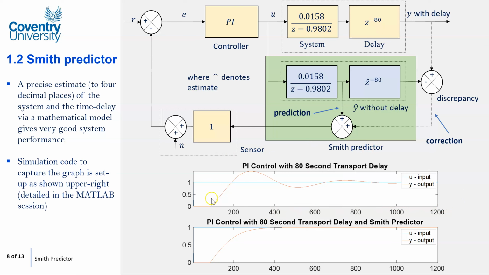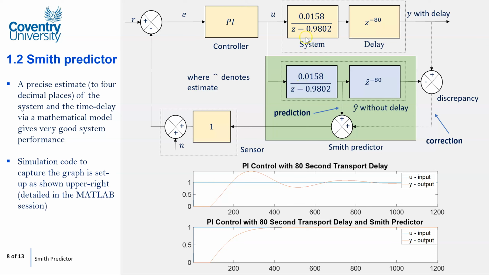And what you'll see is now you've got quite a lot of oscillation on your system response, so you're not really getting great performance. I've now implemented the Smith predictor, and if you watch the MATLAB Simulink video on this part, you'll see how I use this system to effectively capture this mathematical model based on known input and measured output data. So you'll see the model is accurate up to 4 decimal places.